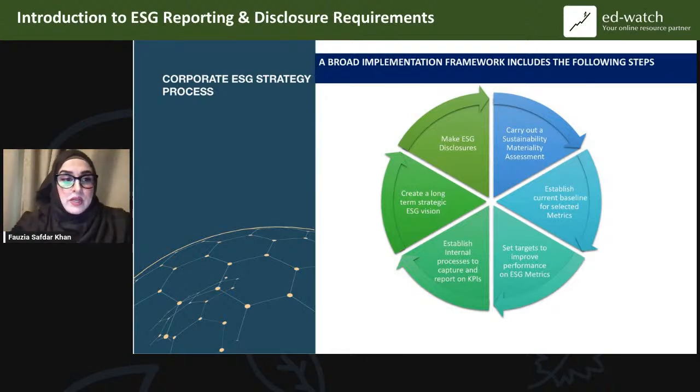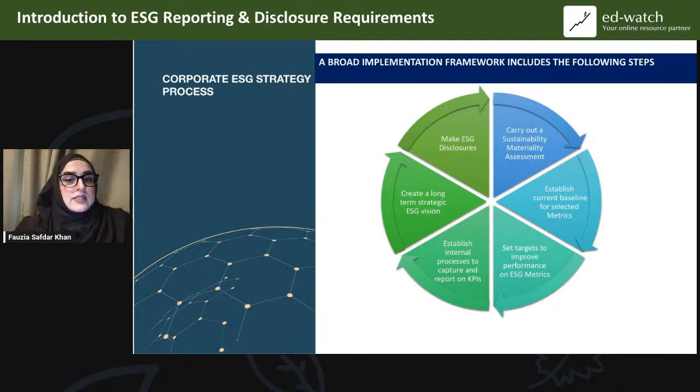After establishing that, you will create the metrics for what you are going to do, and you will set the targets. Like most organizations, you may decide that we will achieve net zero by 2050 or 2030. So this is the metric, and now you will plan the goal: every year I will try to reduce my carbon emissions by 10% or 15%. So you are making the targets.